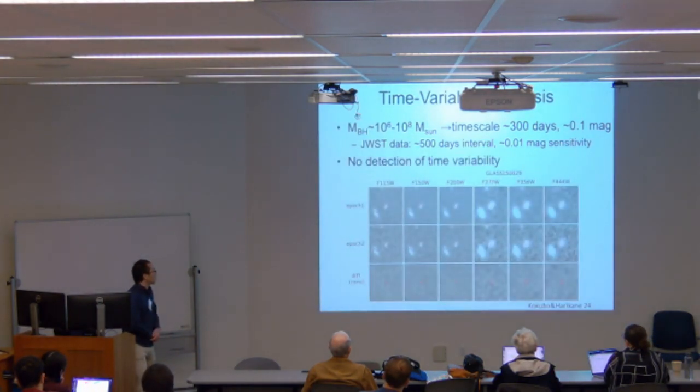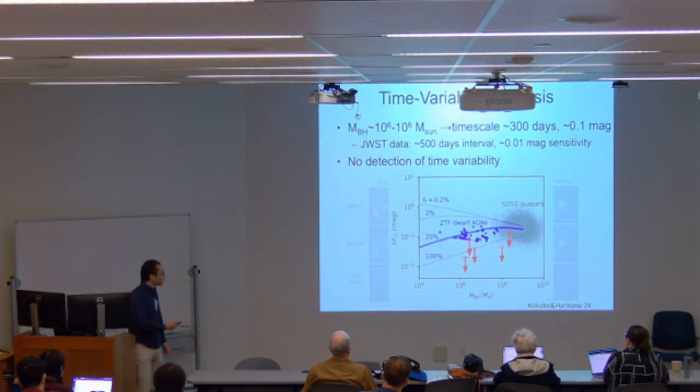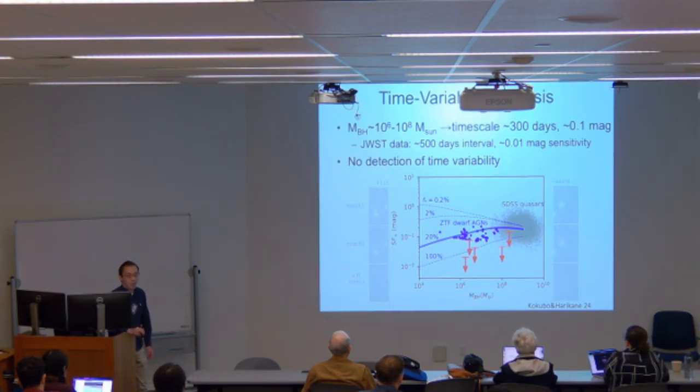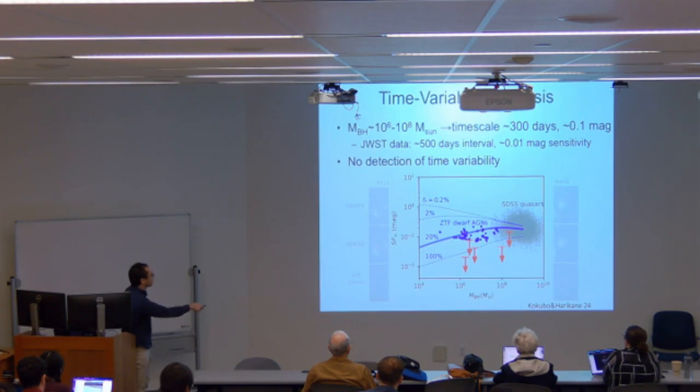Then we conducted the time variability analysis. However, we don't detect any time variability. This is an example of a broad-line AGN at redshift 4, in epoch 1 and epoch 2 and the difference image, but we didn't see any significant detection in the difference image. This figure shows the variability amplitude as a function of black hole mass. This blue curve is the local relation, and this red arrow shows the upper limit for the broad-line AGNs detected with JWST. So the JWST-detected broad-line objects show significantly weak X-ray emission and significantly weak time variability compared to the local relation.